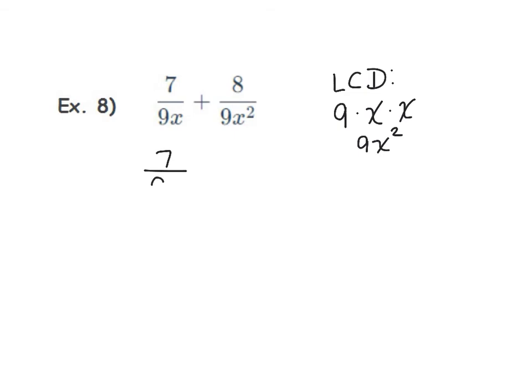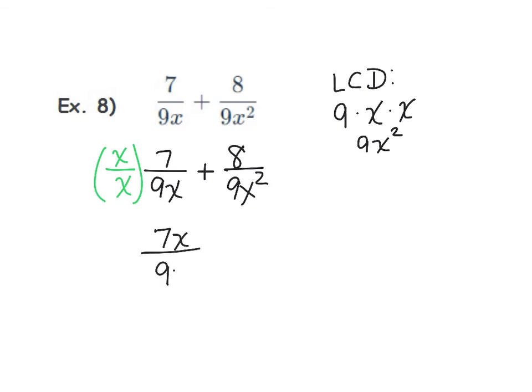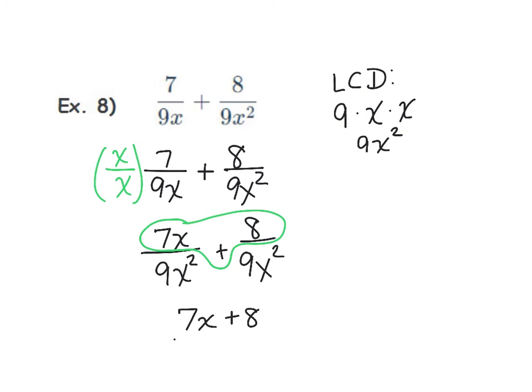So let me bring down the problem here. For the first term, I'm going to need to multiply by x over x in order to get a 9x squared in the denominator. The second expression, I already have a 9x squared in the denominator, so I don't need to multiply it by anything. So this is going to give me 7x over 9x squared plus 8 over 9x squared. I can go ahead and perform my addition. Now 7x plus 8, those are not like terms, so I'm simply going to write that as 7x plus 8 all over 9x squared. And there's my sum.